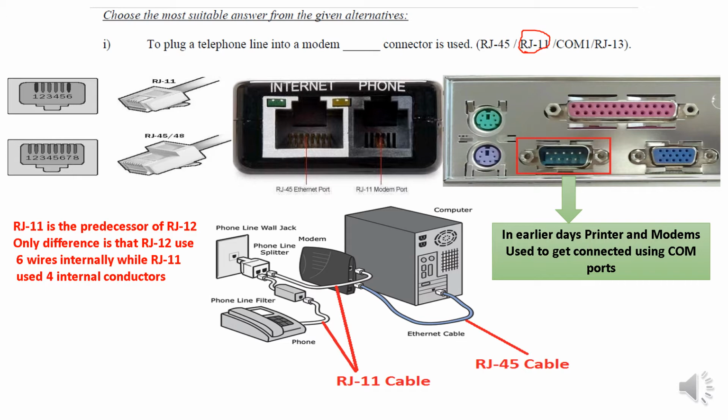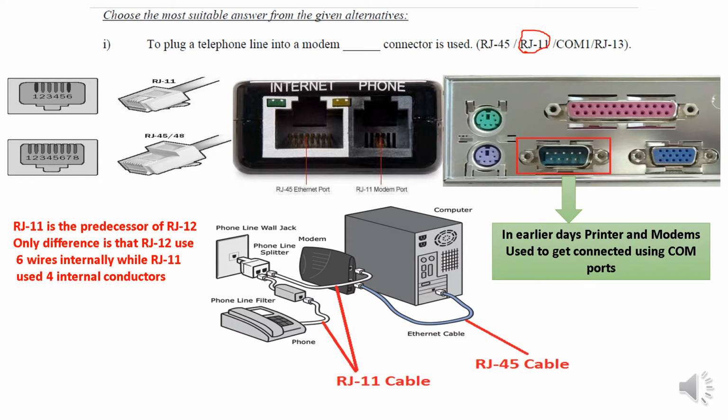So this connection is an RJ11 cable. This RJ11 cable, on this side, is a 2-wire cable. This is going to the modem, and from the modem, this RJ45 Ethernet cable is going to the back end of the CPU. So this is the RJ45 cable.